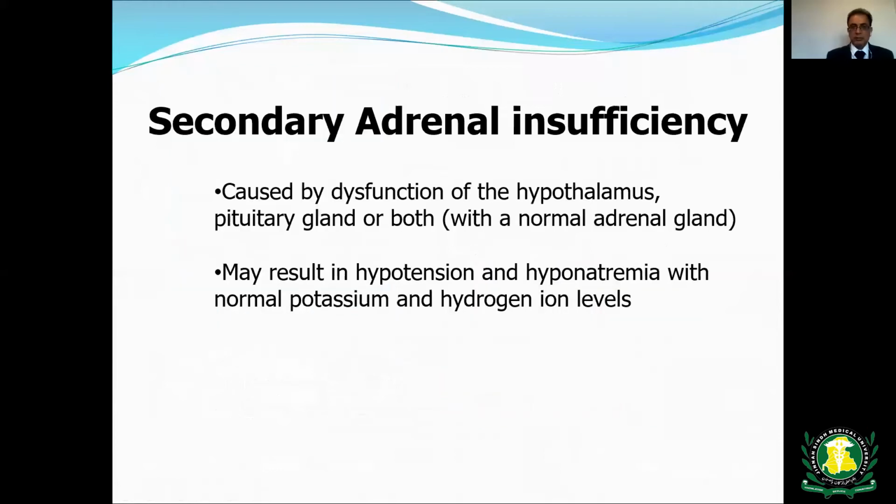Secondary is caused by dysfunction of the hypothalamus or pituitary, as I discussed earlier, with a normal adrenal gland. It may result in hypotension and hyponatremia, but the potassium and hydrogen levels are normal because the renin-angiotensin system, which works around the kidney and adrenal, is doing well. So you may not find significant orthostatic hypotension or hyperpigmentation if it involves the hypothalamus or pituitary gland.